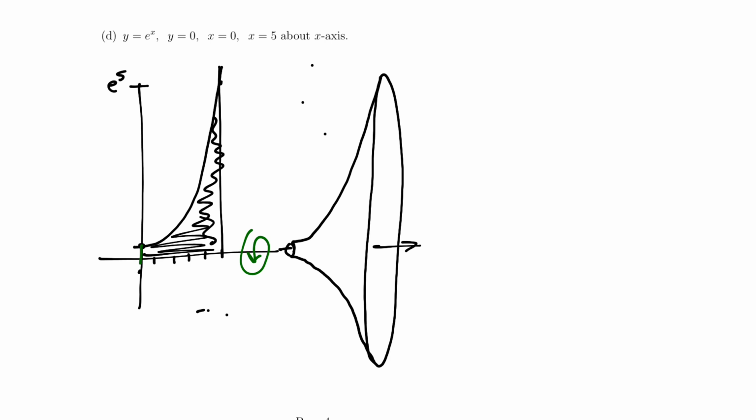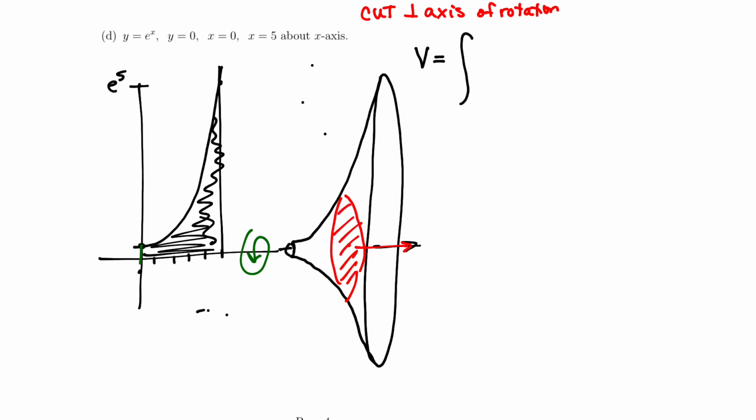So to get the volume, first things first, we cut perpendicular to the axis of rotation. That means we're cutting perpendicular to the x-axis, which means we're stacking them along the x-axis. So, Jake, what did you put as your limit? 0 to 5. So we're going 0 to 5 along the x-axis.